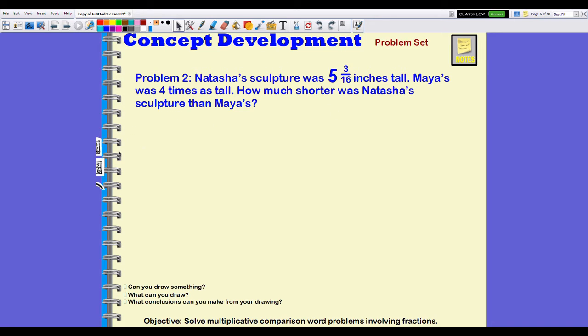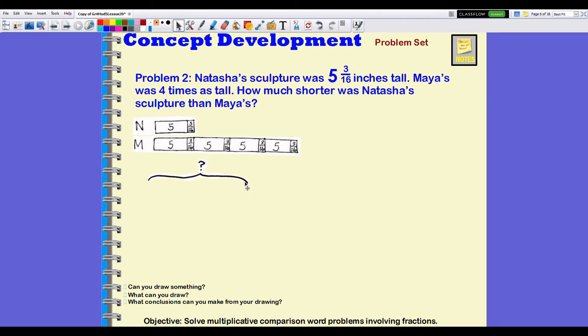So first off, we're going to draw this out. So we know that Natasha's sculpture was 5 and 3/16 inches tall. We know Maya's sculpture was 4 times that. So we don't know her total, but we can assume we know it's 5 and 3/16 tall minimum. And it's going to be 4 times bigger than Natasha's. So we need to find this difference. So first thing we're going to do is start by solving our problem.